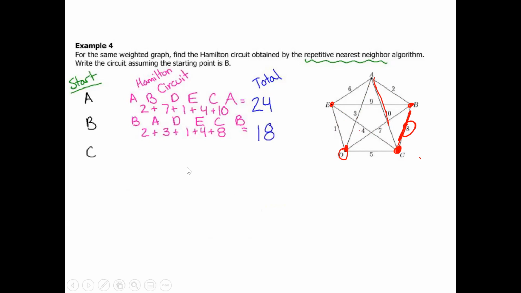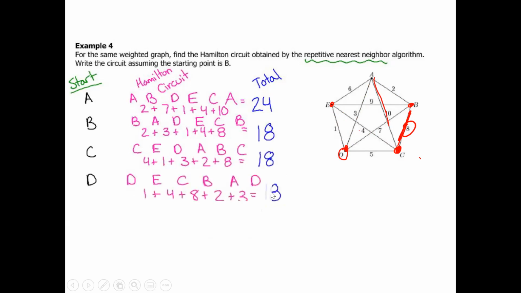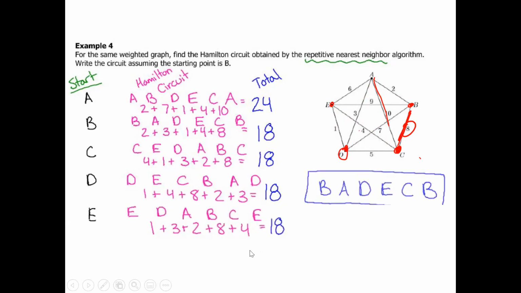Then do the same thing with C. Get the weight. Your total is 18. Same thing with D. Provide the weight, and your total is 18. And E, provide the path, the weight, and your total is 18. So then looking at this part right here, it appears that these 4 paths are the same.